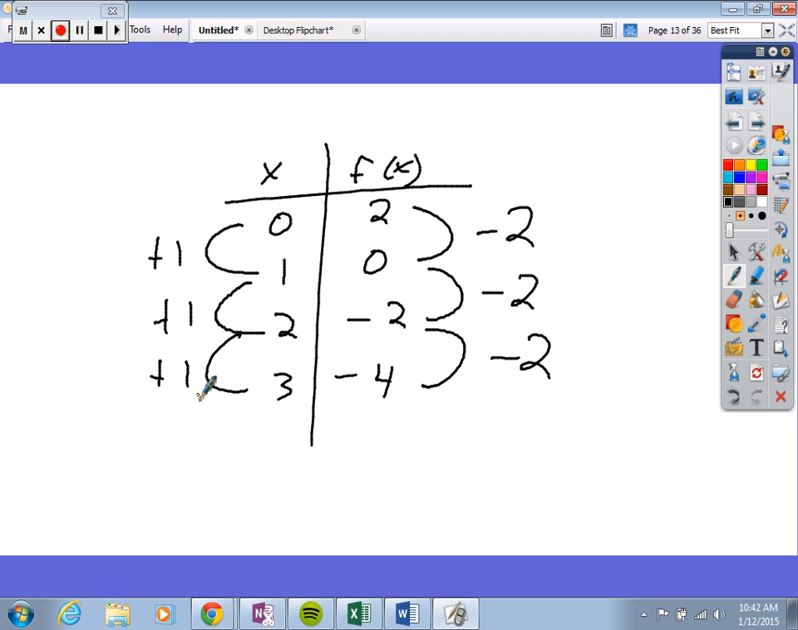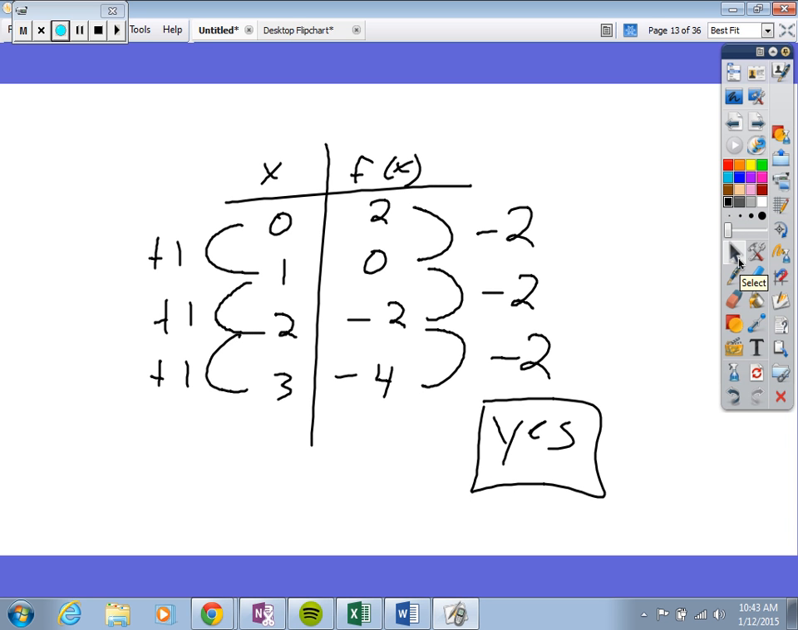This means I have a constant rate of change, also called slope. So therefore, I can say that this is a linear function. So the answer would be yes, it could be a linear function. That's how you do problem number 13.